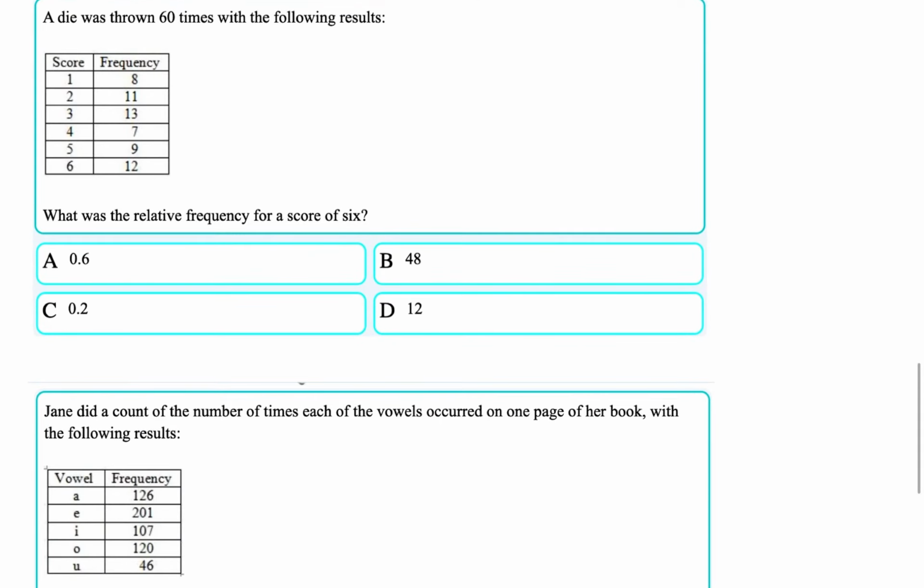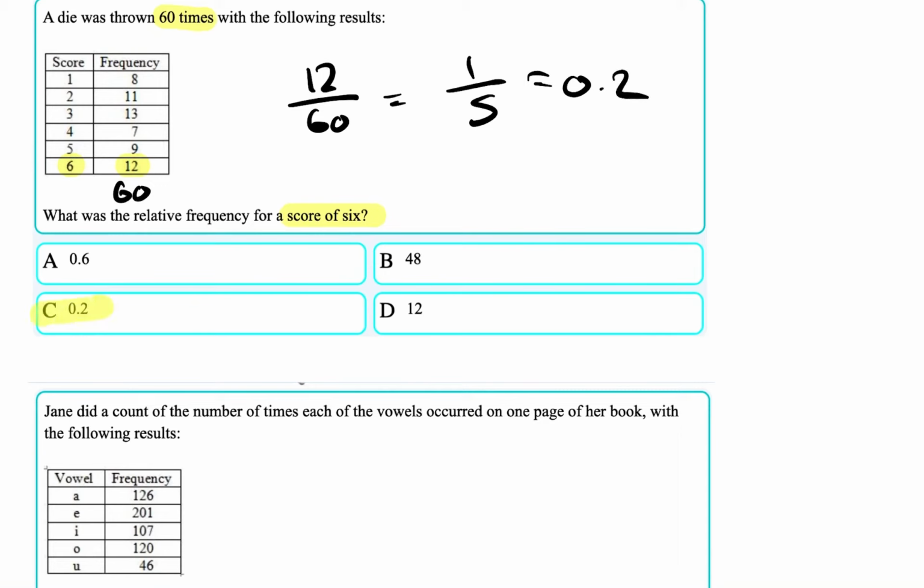A dice was thrown 60 times. The following result was the relative frequency of scoring 6. 6 is here, 12 in there. So it's done 60 times. We know the total is 60. We don't need to add them up. The probability or experimental probability of rolling a 6 is 12 over 60, and that becomes 1/5. So relative frequency there is just going to be, as a decimal, 0.2, and there we are.